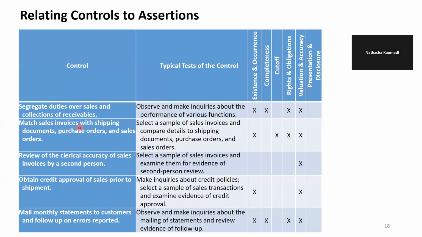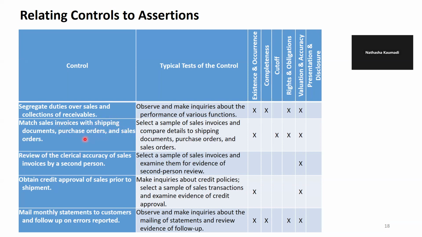Match sales invoices with shipping documents, purchase orders, and sales orders. Purchase orders means the order you are receiving from the customer. From their perspective, it is a purchase, so we are receiving a purchase order. Based on the purchase order, we are preparing the sales order and then the shipping documents and the invoice.